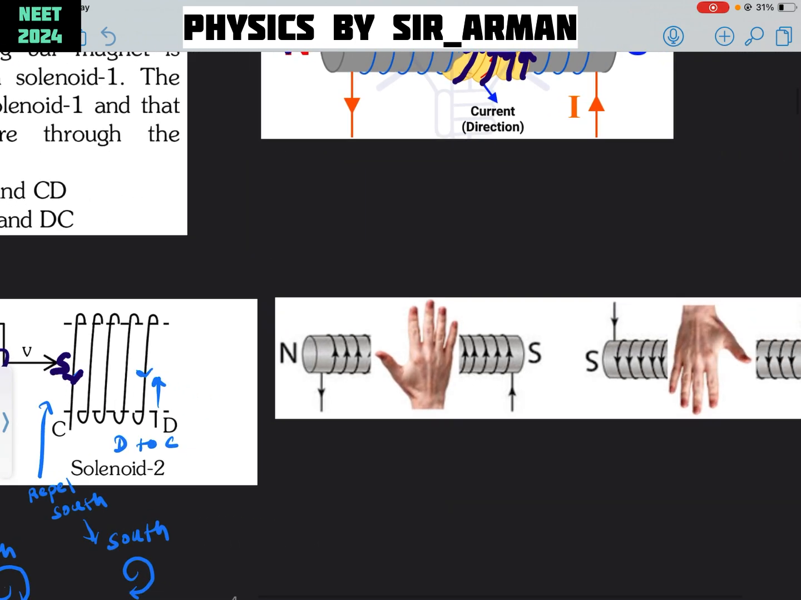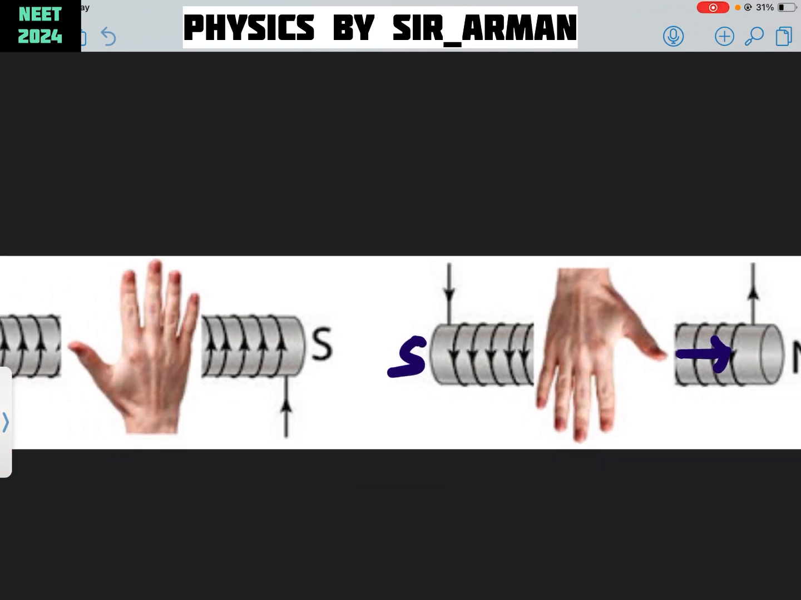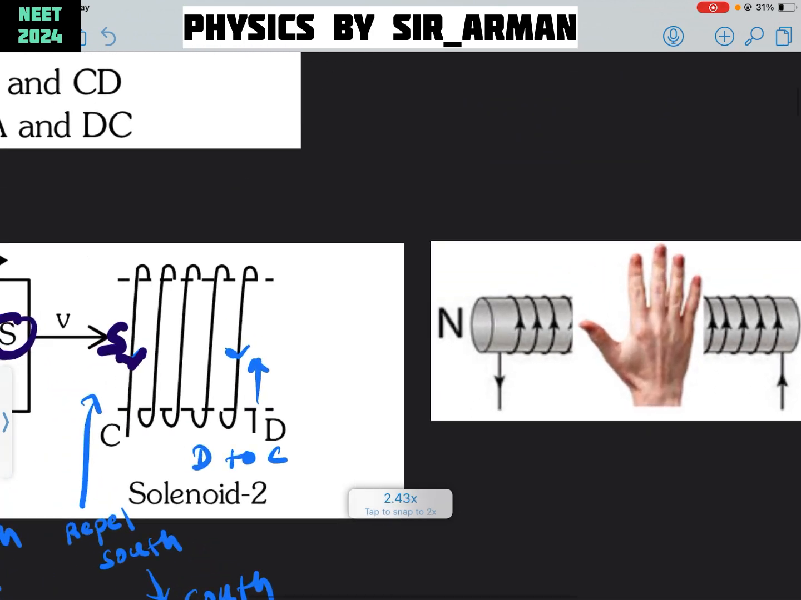In that case, if I want to create a south pole on this side, I have to hold the solenoid such that the thumb of my right hand is pointing towards this side, so that north generates on the right side and the south pole generates towards the left side. For that, the direction of the current will be downward on the side facing towards us. So the direction of the current will be like this.